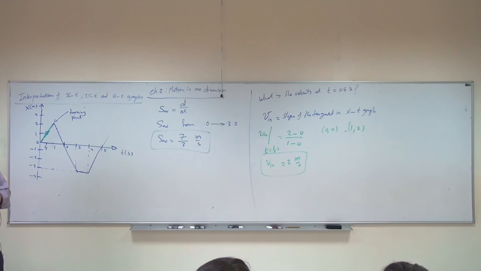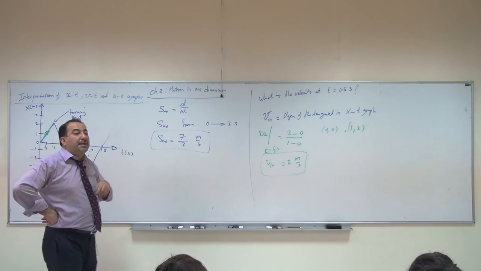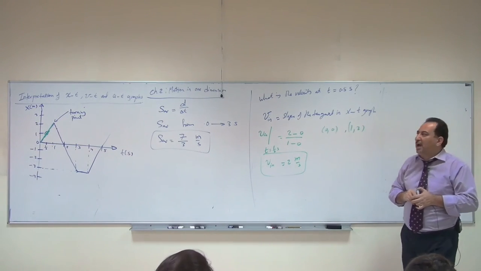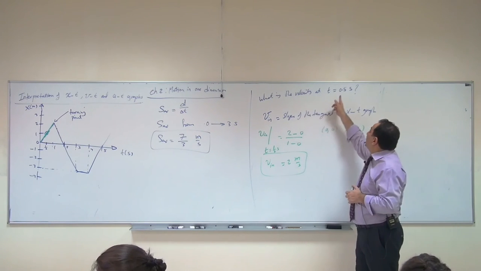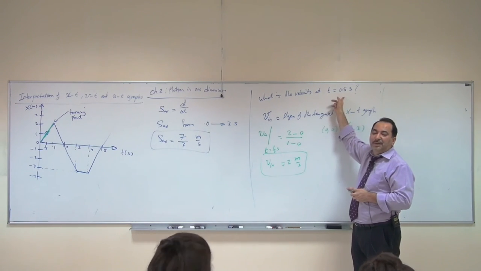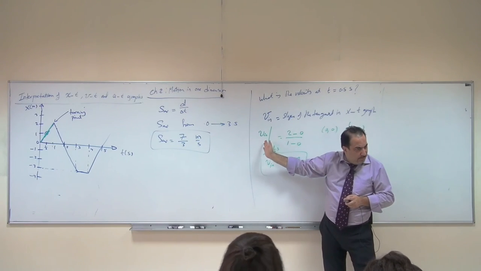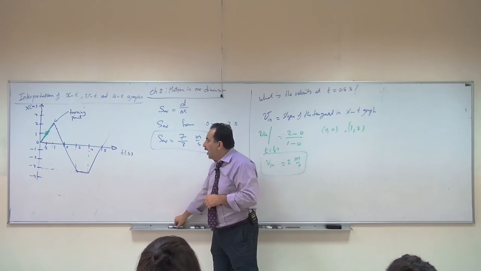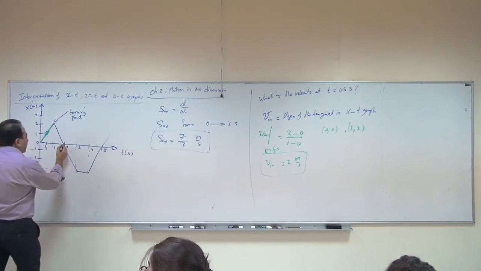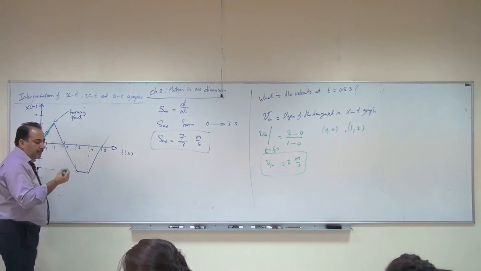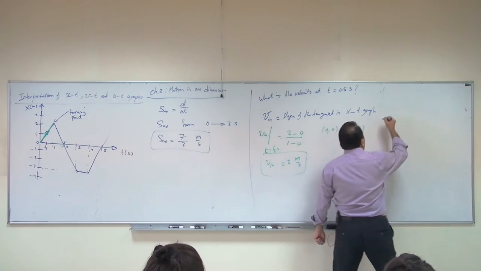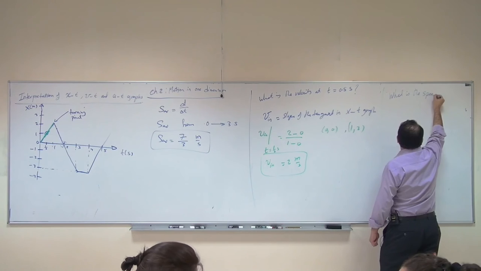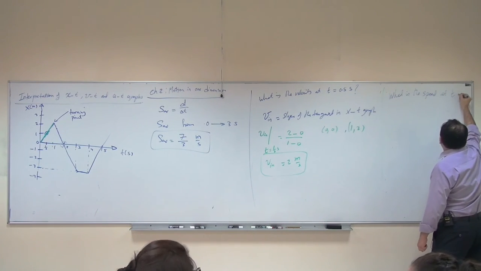What is the next question? Instantaneous speed. Is that a problem? If I ask now, what is the speed at? How do you find the speed? Same as velocity, but remove the sign. Okay, so what I'll do, I will not choose this point. I'll choose, I say, what is the speed at 2? What is the speed at 2 seconds? What is the speed at t equal 2 seconds?